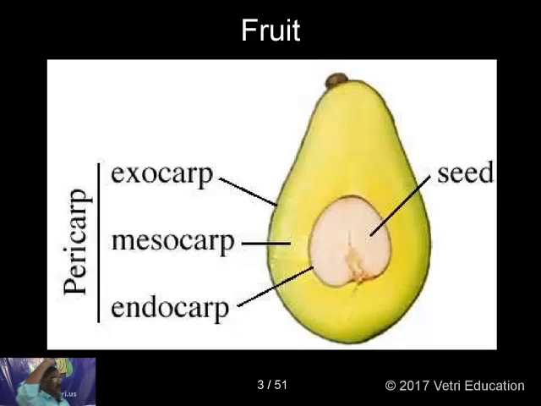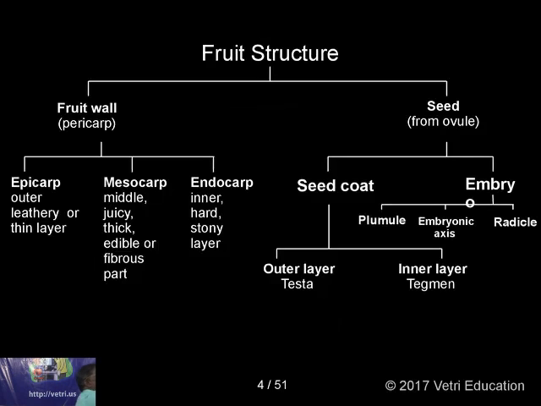So here it is clearly mentioned. After the formation of the fruit wall, this is called the ovary wall, and this is the ovule. The ovary wall has the outer exocarp or epicarp, both are correct. The middle one is the mesocarp, and the inner one is called the endocarp. Inside the endocarp you can find the seed. So now let us see the seed structure.